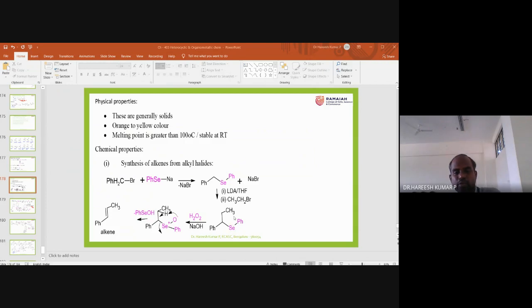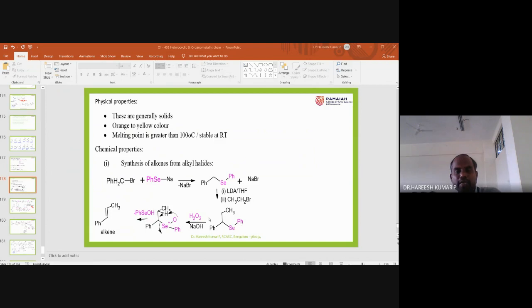Okay. So from here to here, what you need to remember: LDA is a base. It will attack this proton, capture the proton, and form an anion. That anion attacks this electrophile. Br is going out. So a compound is obtained like this.